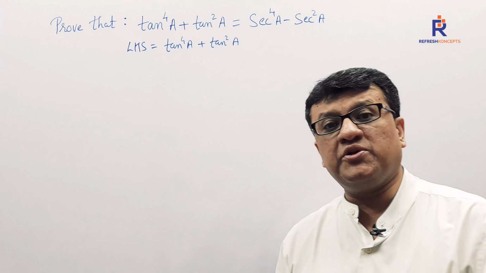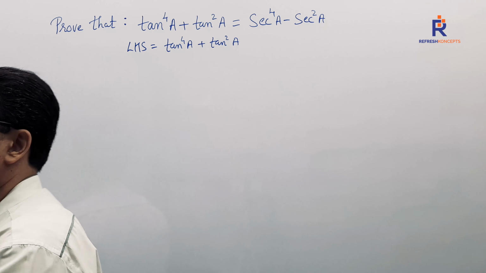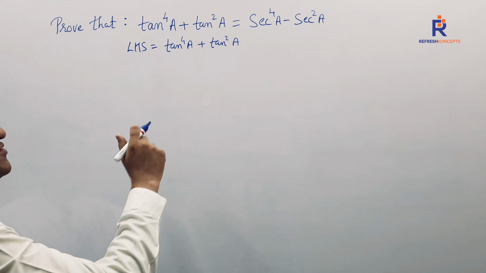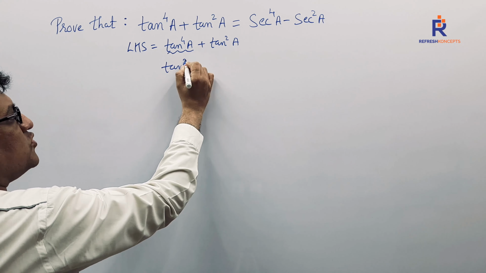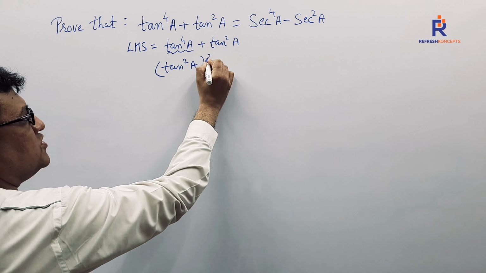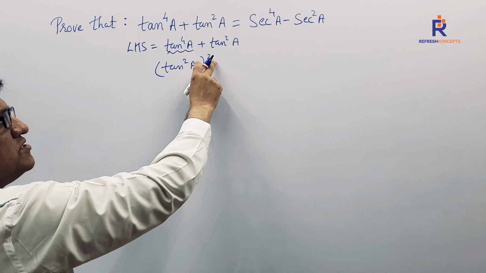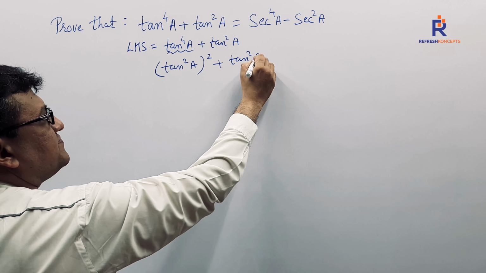Any idea, children, what am I going to do in the very first step? We have worked some sums where degree 4 got converted into degree 2. That's what I'll be doing over here. Tan square a, the whole square. Can I? Indeed. Degree 4, 2 twos are 4. Plus tan square a, as it is.